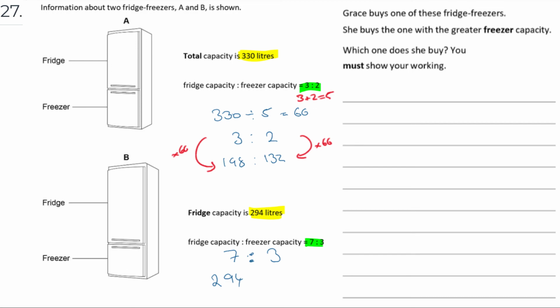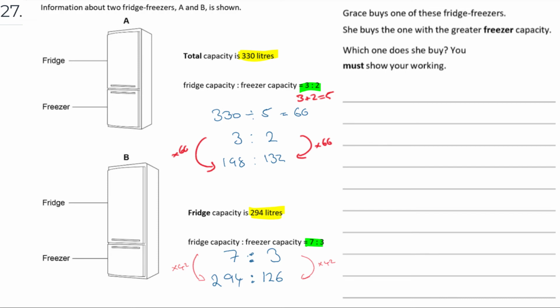What we need to know is how many times 7 goes into 294. If I type into the calculator 294 divided by 7, I get the answer 42. So I'm scaling up this ratio by a factor of 42. If I'm doing that to the left-hand side, I need to do it to the freezer capacity side as well. So 3 times 42 is 126.